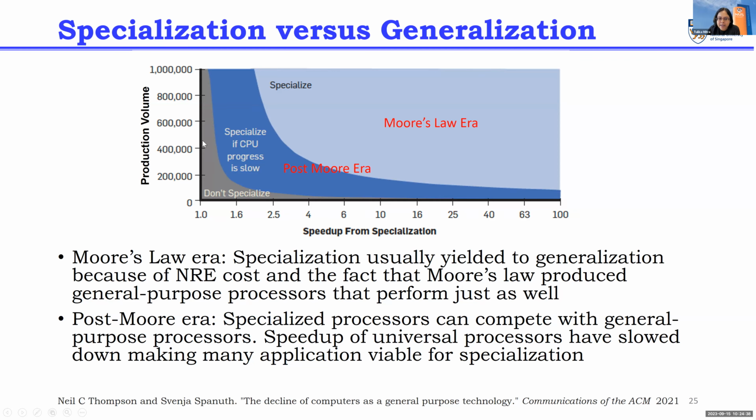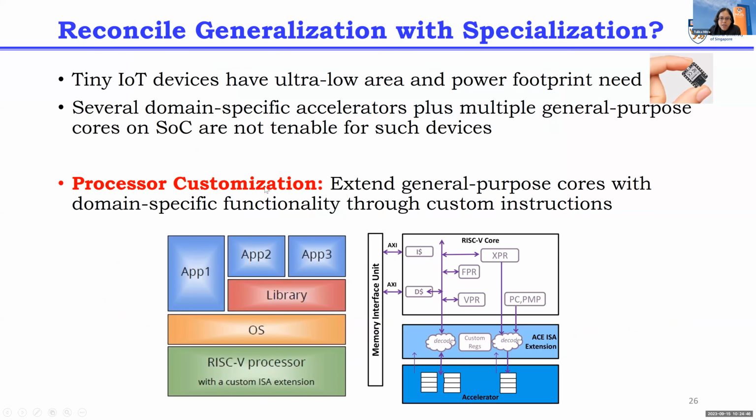So the question is, can I try to specialize more applications which are in this gray region and in this dark blue region, right? In order to do that, I cannot have lots of tiny specialized units, because I have an area constraint. I also have a power constraint. So one of the options, which the embedded systems community has looked at for a long time, almost 20-25 years now, is how can we extend a general purpose processor core with domain specific functionality through what is known as custom instructions, right?